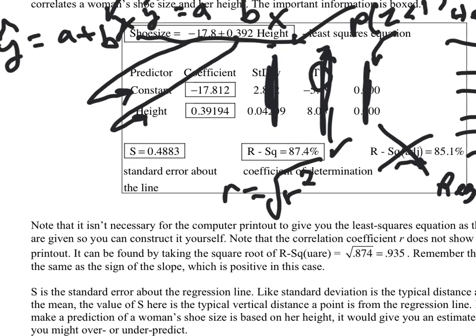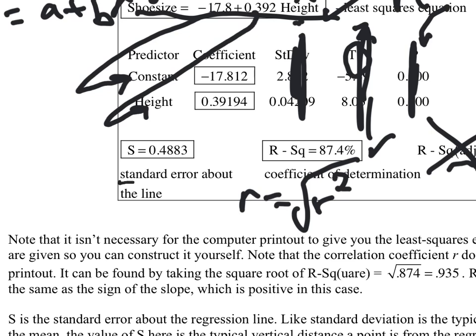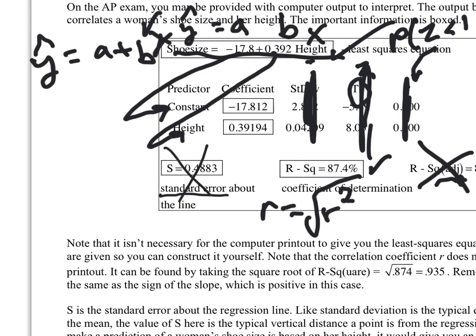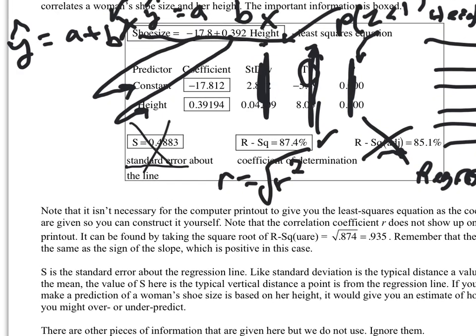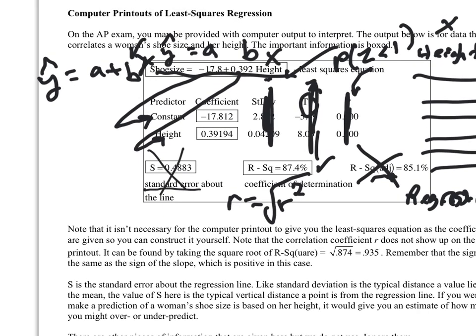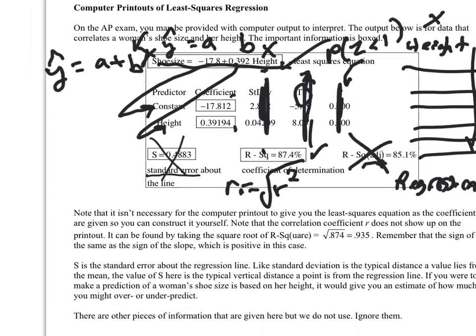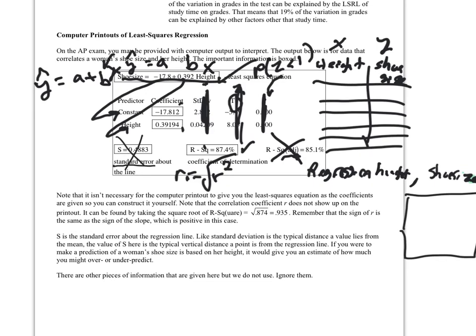And right now, we're not going to use the standard error of the line. But at the end of the year, we're going to talk about the standard error of the line when we talk about inferencing of regression. Right now, obviously you need your a, your b, and your r and r squared. So that's a computer printout that we'll look at some practice at some point.